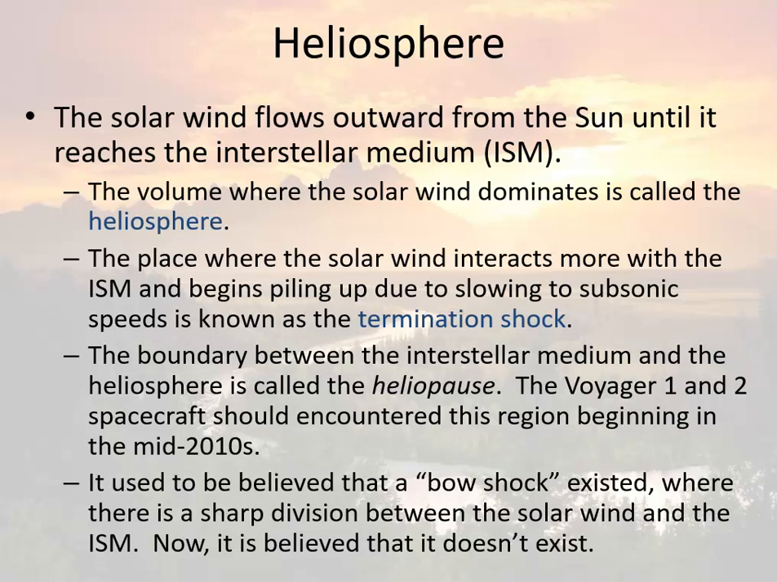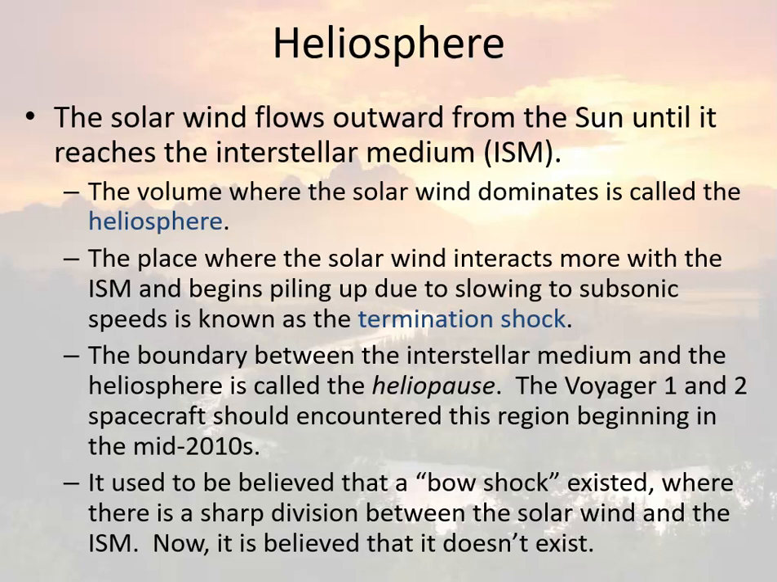Now, the place where the solar wind interacts more with the interstellar medium and begins piling up, so to speak, due to slowing to subsonic speeds, is known as the termination shock. And the boundary between the interstellar medium and the heliosphere itself is called the heliopause. And just an update, the Voyager 1 and 2 spacecraft did encounter this region beginning in the mid-2010s.